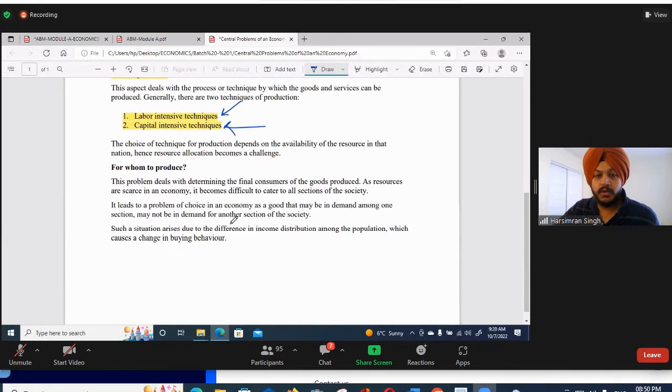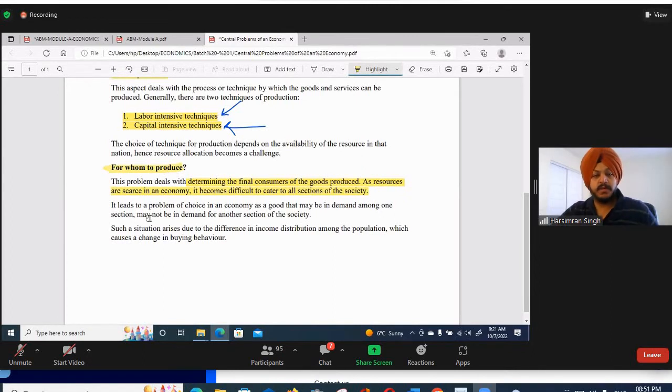Then for whom do you want to produce? This problem deals with determining the final consumers of goods produced. As the resources in the economy are scarce, it becomes difficult to cater to all the sections of society. So resources are limited, and I cannot make everything for everyone. So now I have to choose what I am going to make, how I am going to make it, and for whom. Whom to give it to? For the poor class or for the rich class?